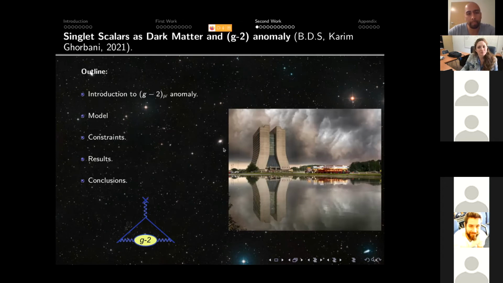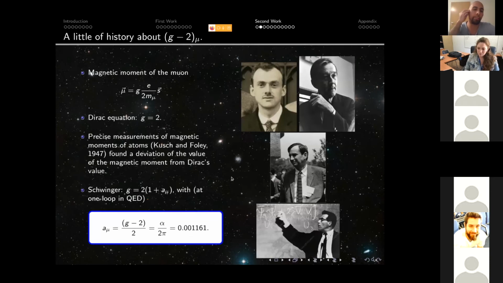Basically, this is the second work, which, as I said, was carried out with Karim Gorgobani from Iran, and it's an extension of the previous work. Now we introduce a new fermion, a vector-like lepton, in order to account for the g-2 anomaly. So this is the outline. This is a picture of Fermilab with the detectors, basically transporting the experiment here. So just a little introduction.